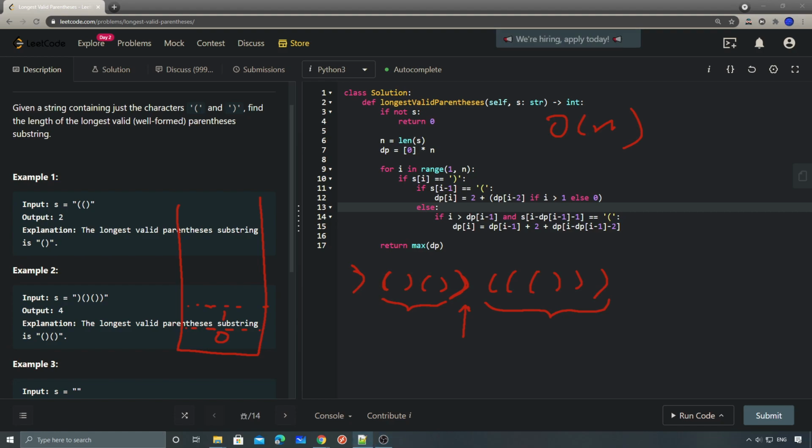So basically, every time we see a left parenthesis, we push it into the stack. And then when we see a right parenthesis, we check if the top one of the stack is a left parenthesis. If it is, then we simply pop it out because we find a pair for that, right?